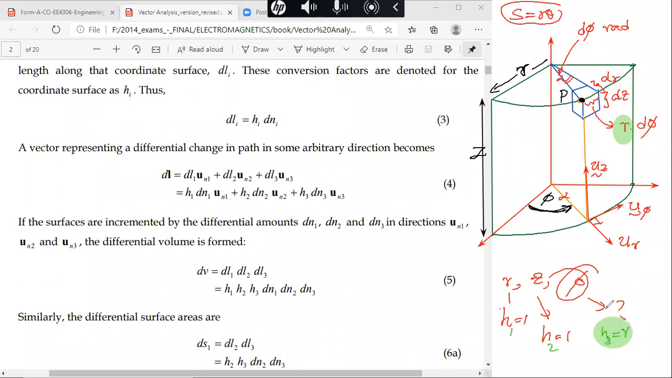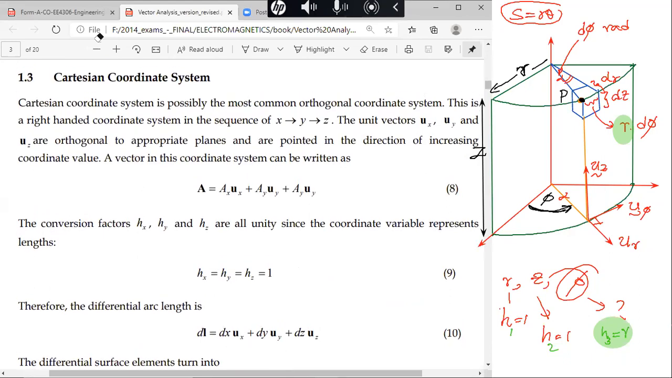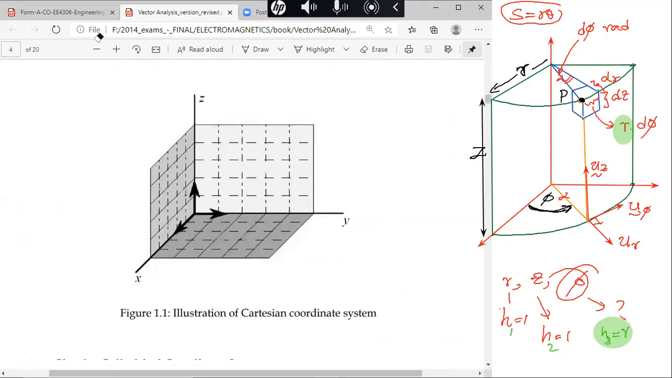Okay, here in cylindrical coordinates, you can represent any point by using three parameters: r, z, and phi. With the support of these three parameters, r, phi, and z, you can express any point in space. This concept we call the cylindrical coordinates.